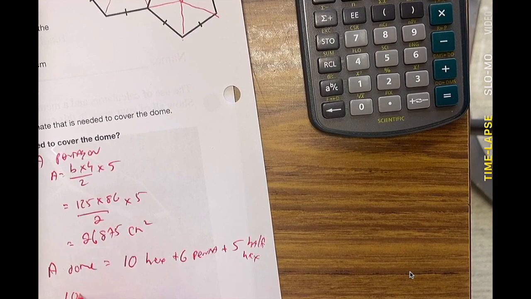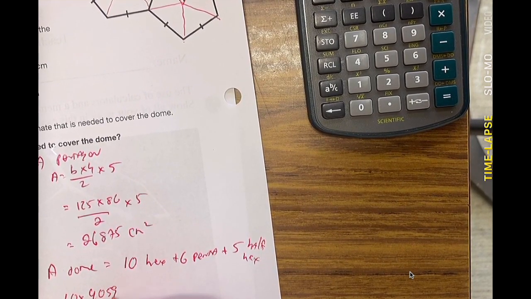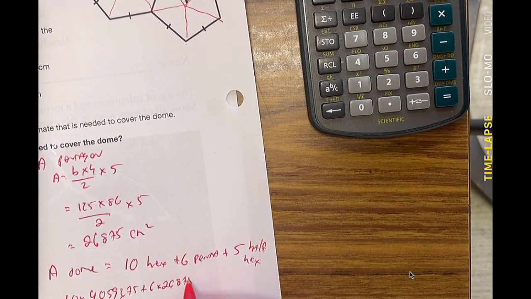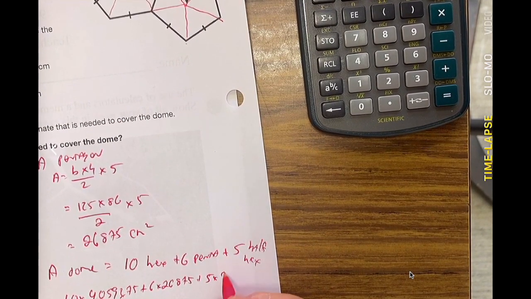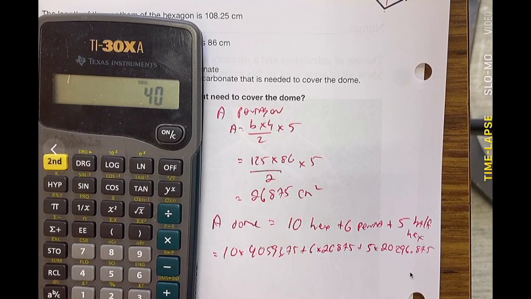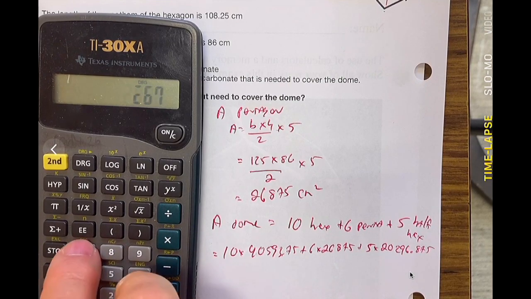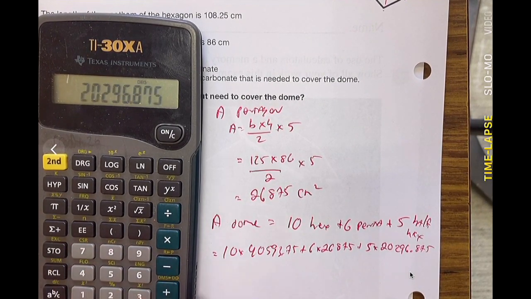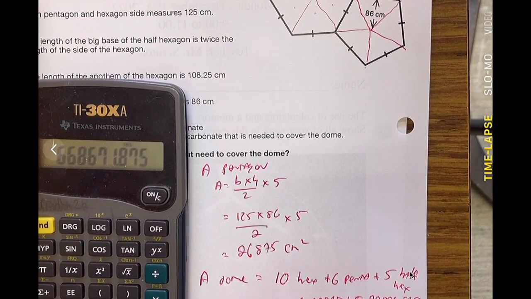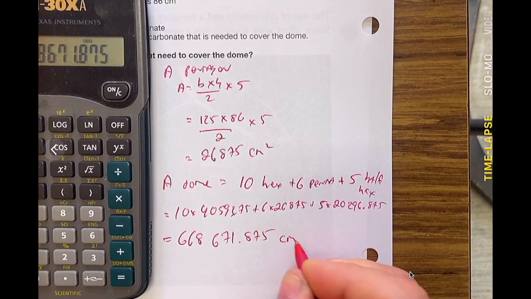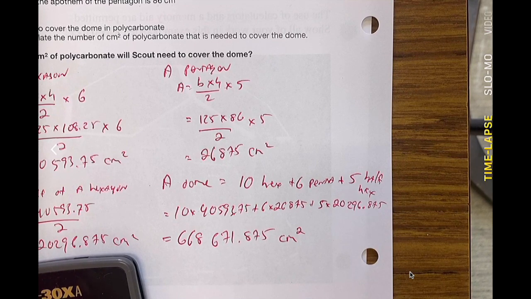The total area of the dome: there are 10 hexagons plus 6 pentagons plus 5 half hexagons. 10 times 40,593.75 plus 6 times 26,875 plus 5 times 20,296.875 is equal to 668,671.875 centimeters squared. That's how many centimeters squared of polycarbonate that Scout will need to cover the dome.